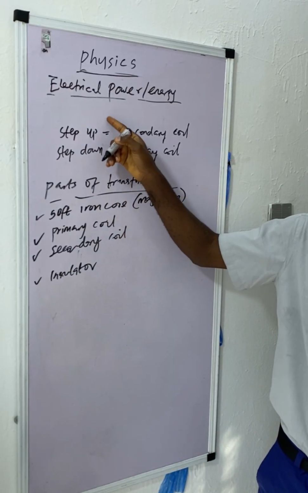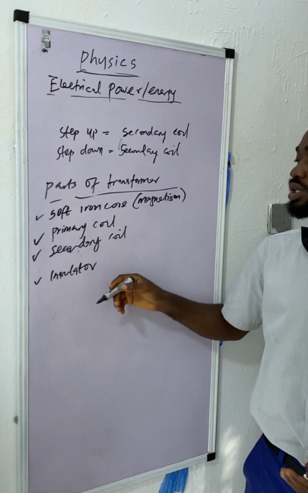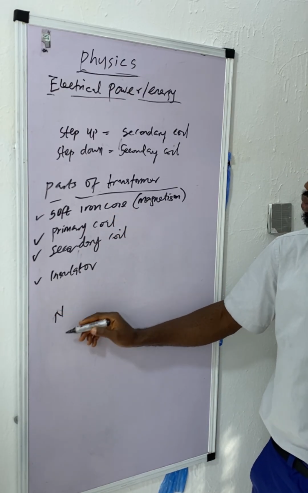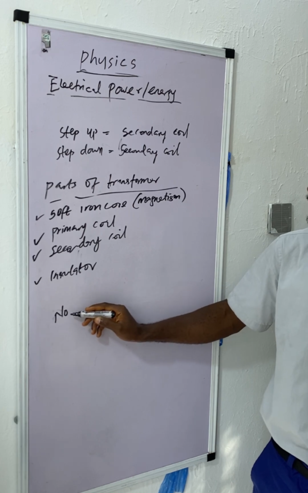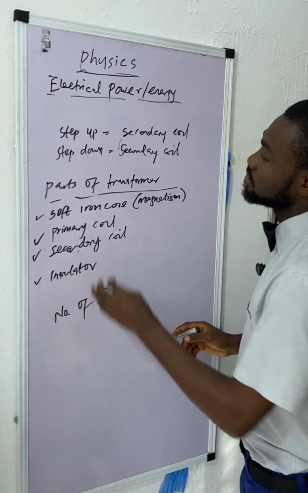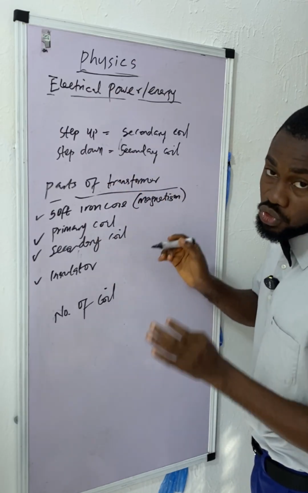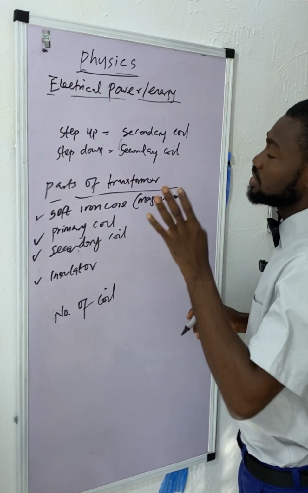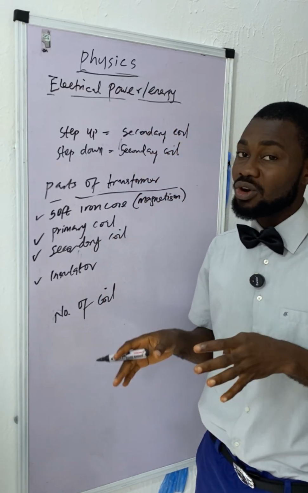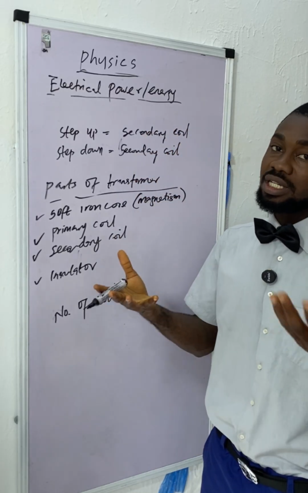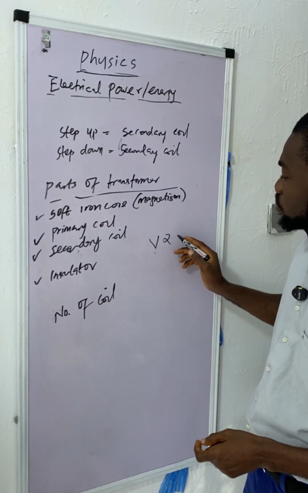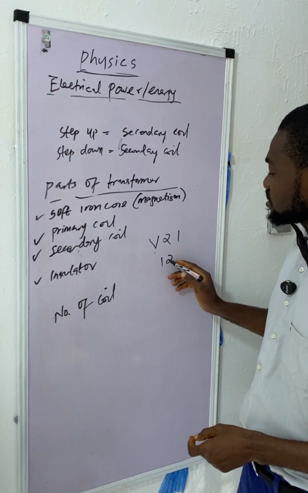So how do you know if it's a step-up transformer or a step-down transformer? It all depends on the number of what? The number of coils, or the windings. Because it's the secondary coil that steps up voltage and reduces current, or steps down voltage and increases current. So when the current is stepped up, voltage what? Is reduced. When the current is stepped down, voltage is what? Increased. So voltage is inversely proportional to current. Current is inversely proportional to voltage.